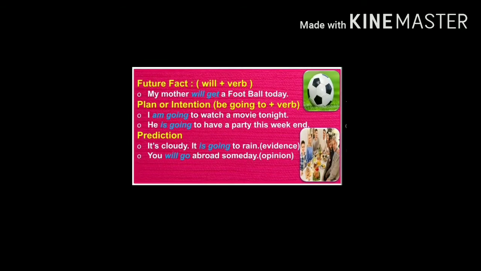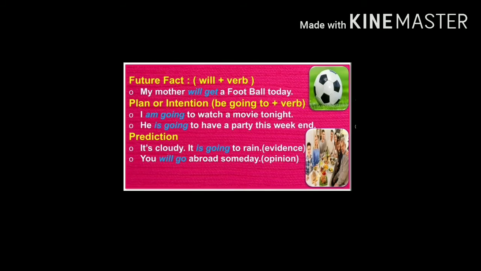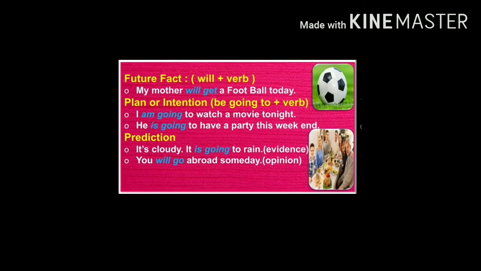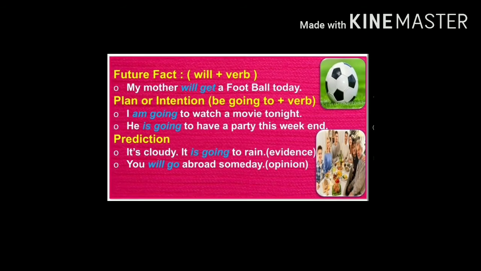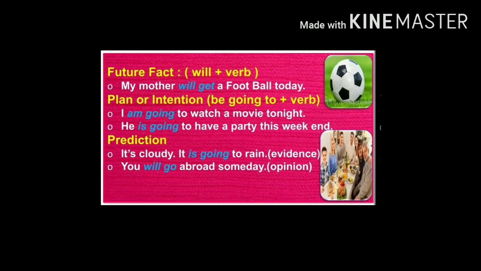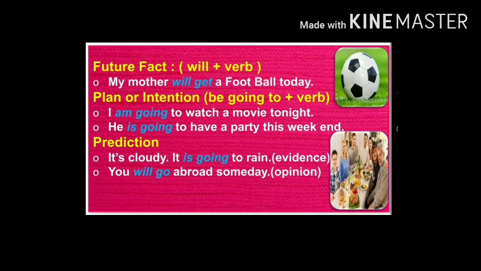My mother will get a football today. Next one is plan or intention. Be form of verb plus going to plus verb. Example, I am going to watch a movie tonight. He is going to have a party this weekend.